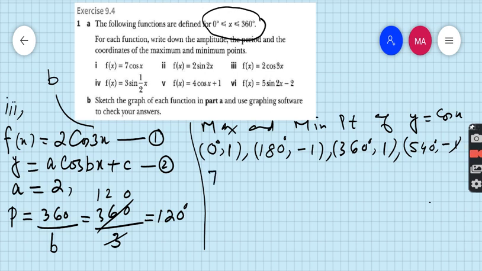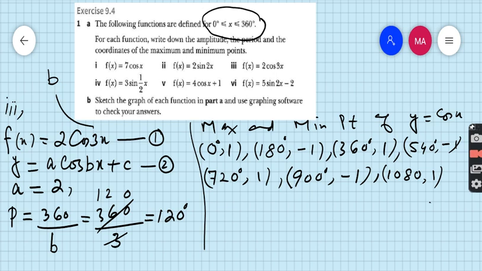At 720 degree, the value is maximum, that is 1. At 900 degree, the value is minimum, that is -1. At 1080 degree, the value is maximum, that is 1.